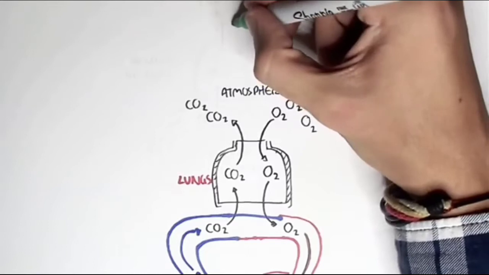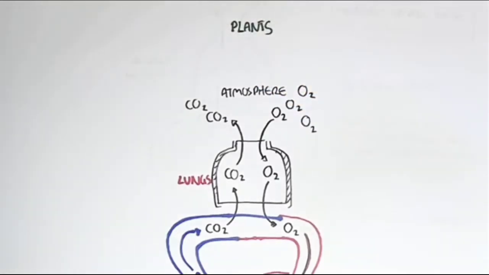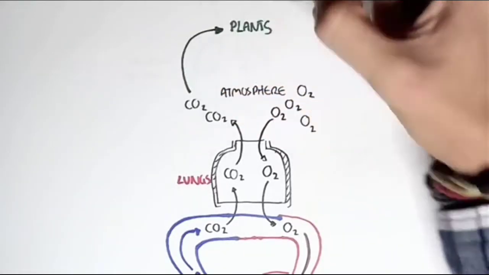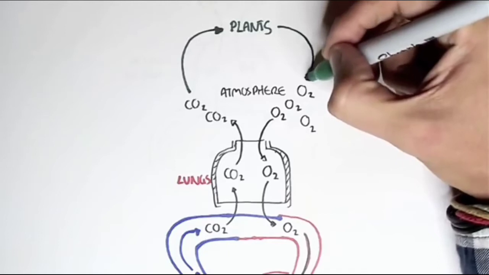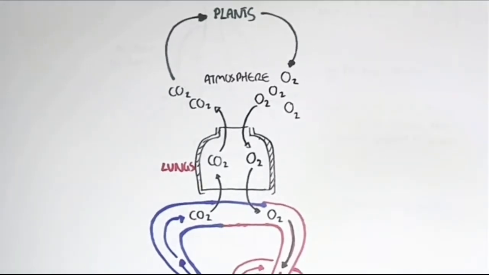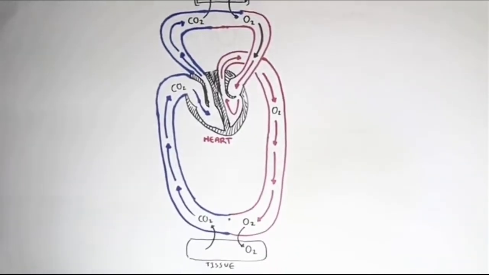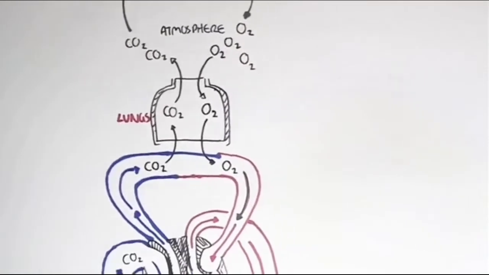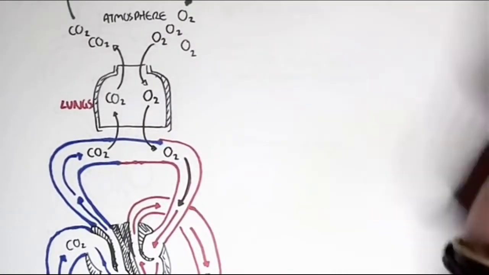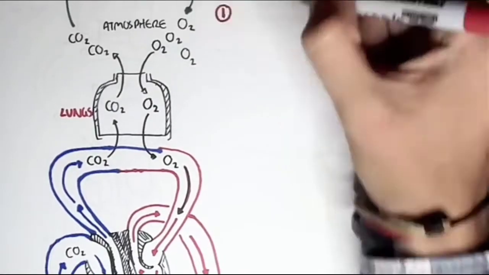In the atmosphere, as we all know, plants consume carbon dioxide. Here carbon dioxide is consumed by the plants and they release oxygen as a byproduct. This is the main cycle. This is the whole cycle of the respiratory system and the relation between the circulatory and respiratory system.